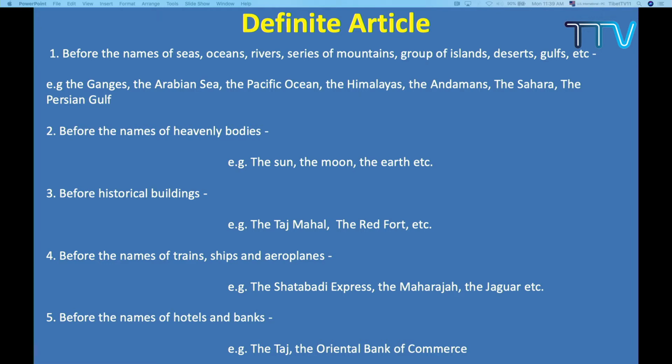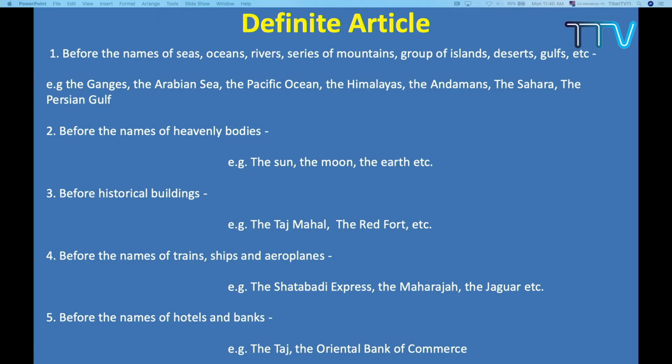The Ganges, the Arabian Sea, the Pacific Ocean, the Himalayas. This is the definite article. Second one, before the names of heavenly bodies, for example, the sun, the moon, the earth, etc. These words need the definite article. And third one, before historical buildings, for example, the Taj Mahal, the Red Fort. We use the definite article there.